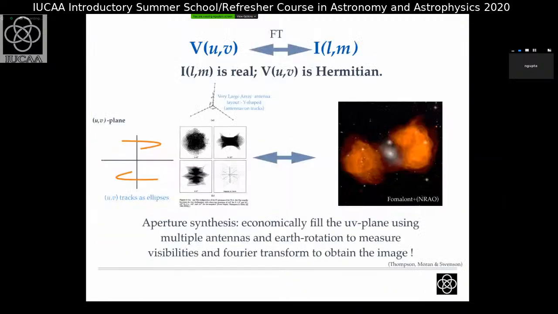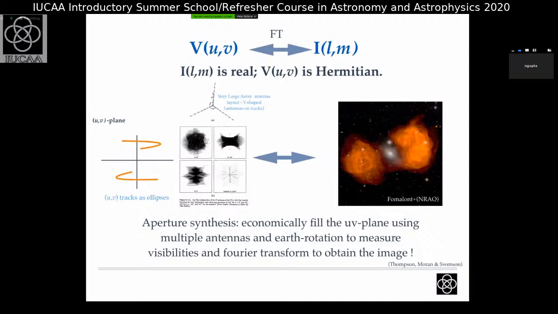So this is what we have been talking about, right? This is the quick summary. At the top, you can see that we have visibilities, and if we take a Fourier transform of this, we get the intensity distribution in the sky. And since I(l,m) is real, V(u,v) is Hermitian, which means that just from the measurements of V(u,v), we can also fill in the negative spatial frequencies.